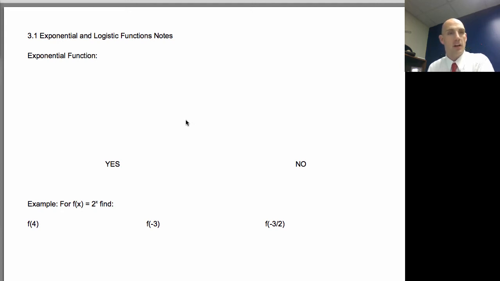Welcome back. Today we're going to talk about exponential and logistic functions. To start off with exponential and logistic functions, we're going to look at exponential functions first. Exponential functions look like this.